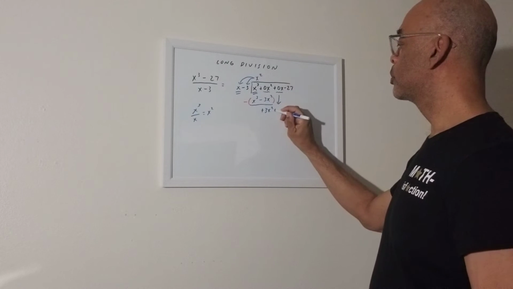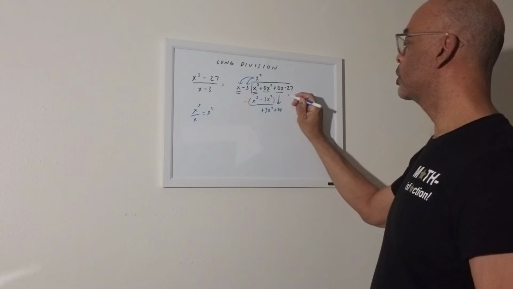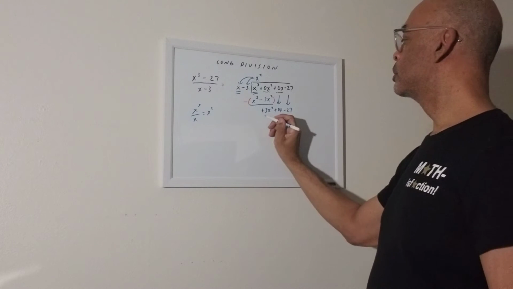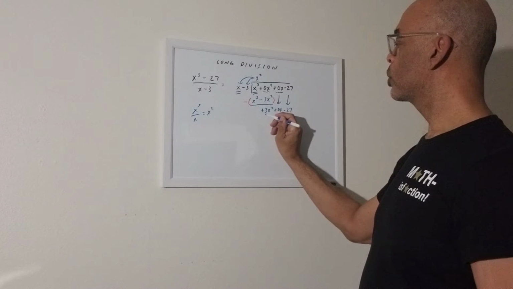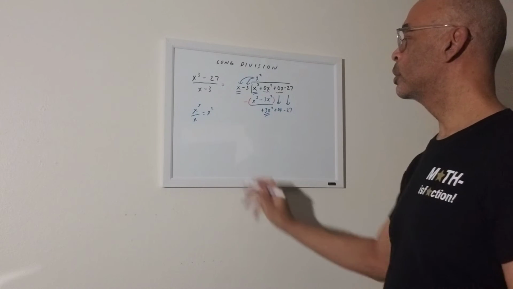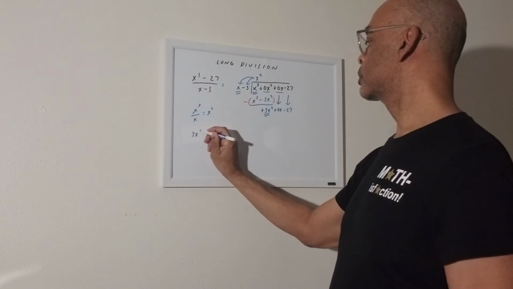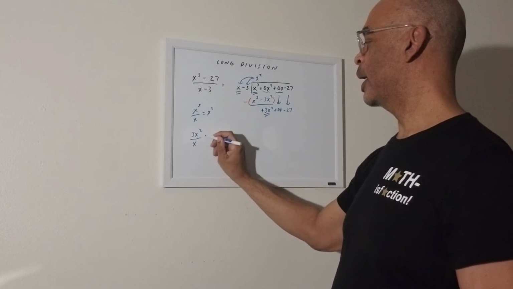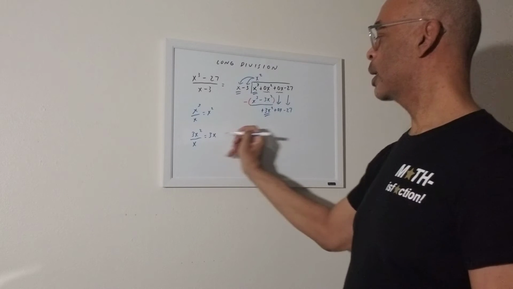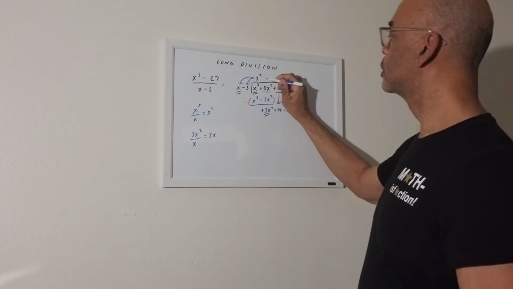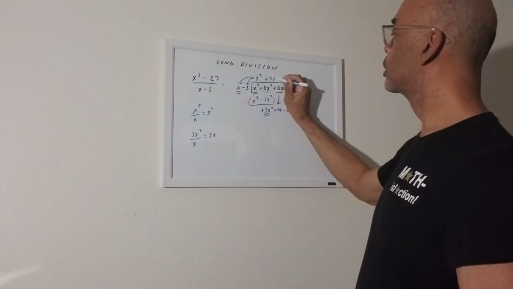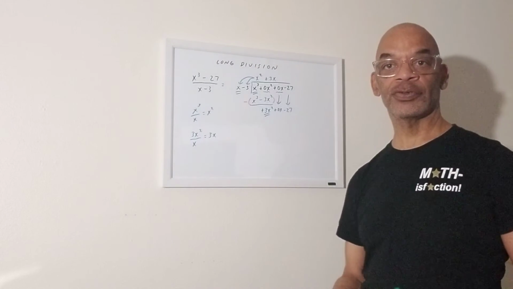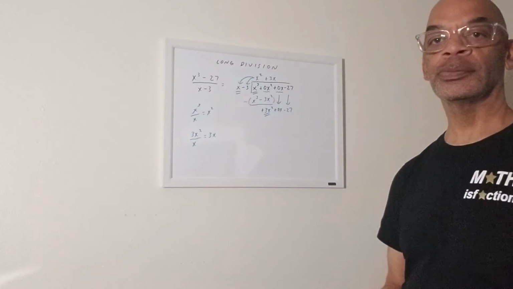Bring down positive 0x. If you want, you can bring down the negative 27 at this point. And the first term becomes 3x squared divided by the first term, which will always be x. That gives us 3x, positive 3x, brought up top. Let me pause for a second so you can check that out.